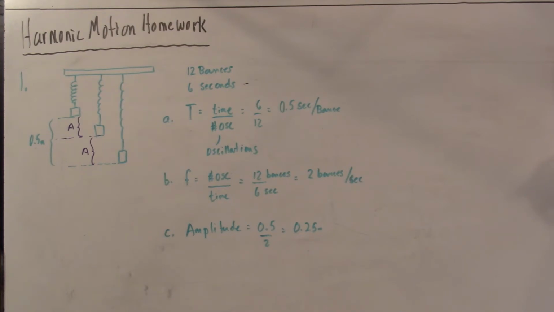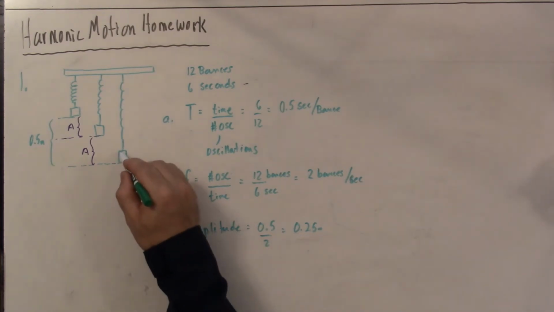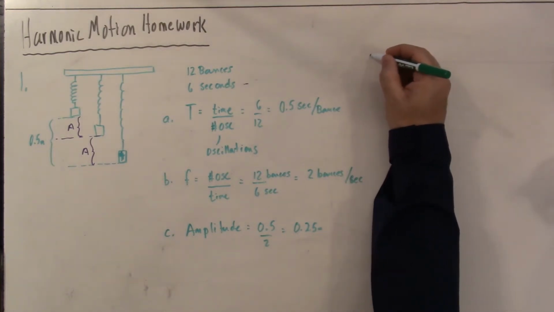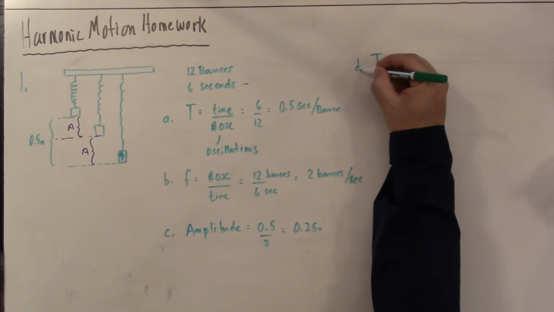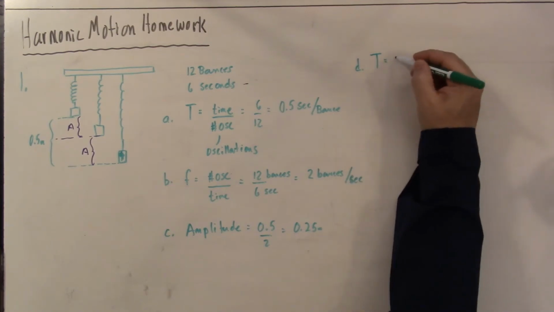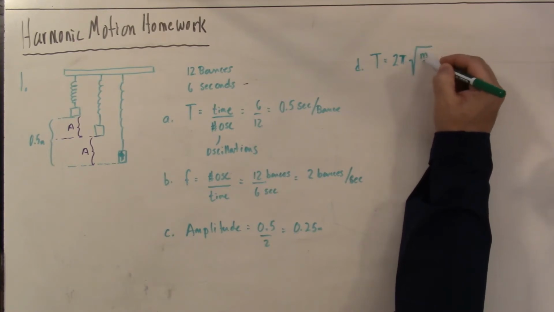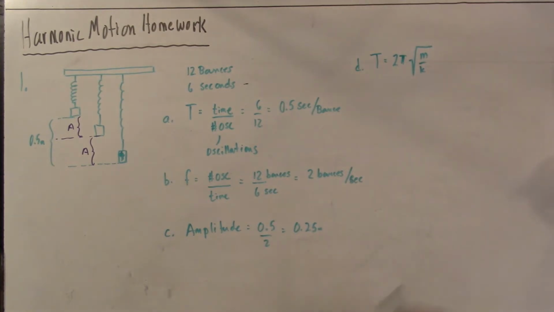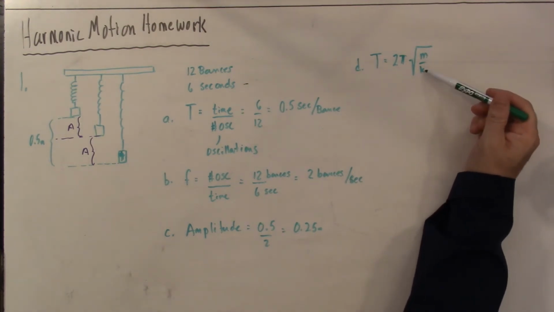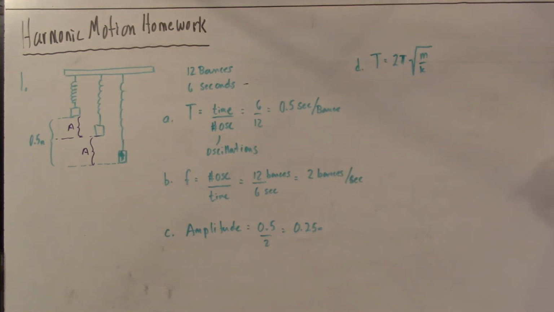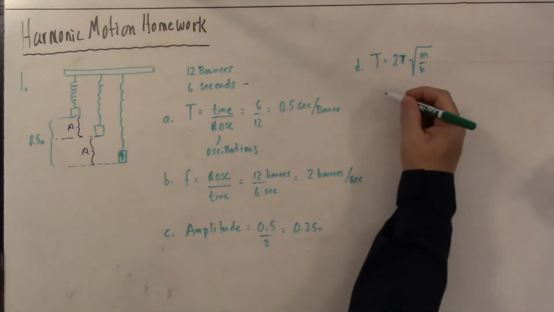D says, if the bob at the end, that's this thing, it's called the bob, I don't know why, if the bob at the end has a mass of 0.8 kilograms, find the spring constant. Well, in the labs, you decided that the period for a spring can be calculated as 2 pi times the square root of m over k. This is the mass, this is the spring constant, this is the period, 2 and pi are constants. So we're just going to plug and chug and see if we can come up with an answer.